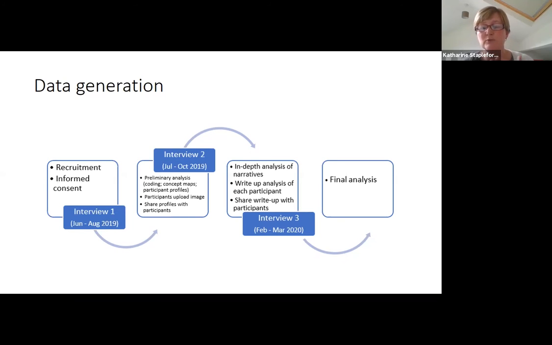So, in essence, it was some sort of visual prompt that represented something about their experience as an online distance learner. And those artifacts or images formed the basis of the second interviews. But in between the first and second interviews, I conducted some preliminary analysis. So I coded the transcripts according to research questions and theoretical frameworks. I produced concept maps for each participant, and I also wrote participant profiles. And then before the second interview, I shared the profiles with the participants, and they uploaded the images or artifacts.